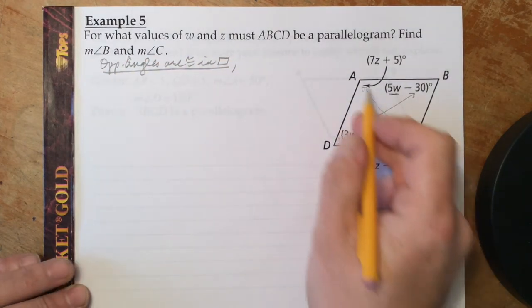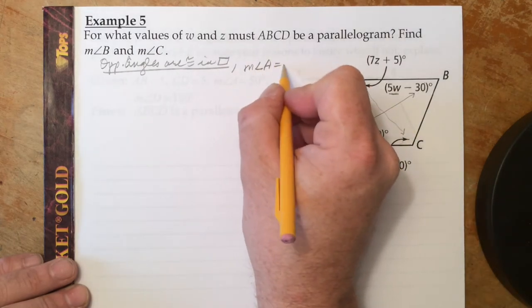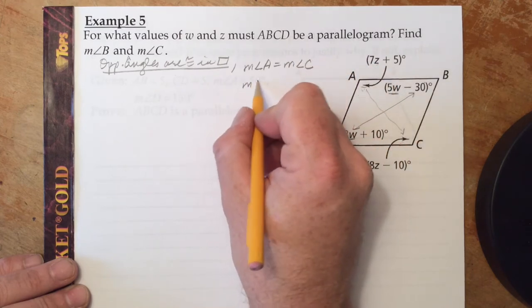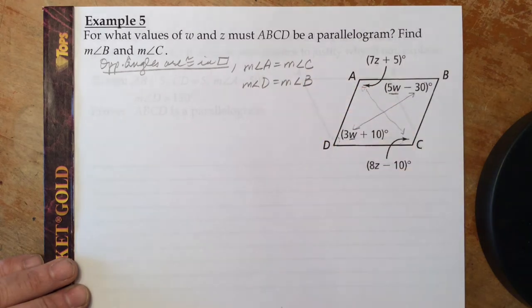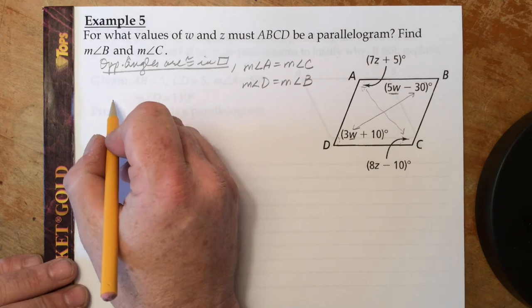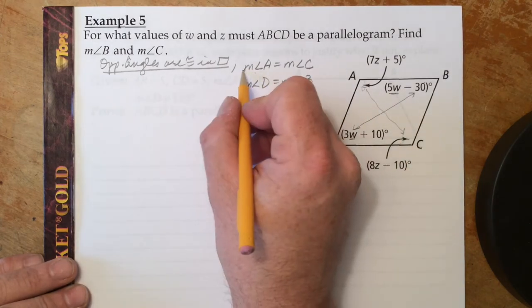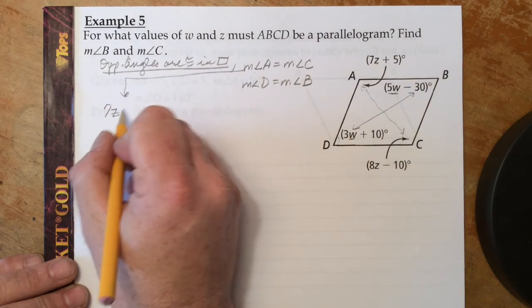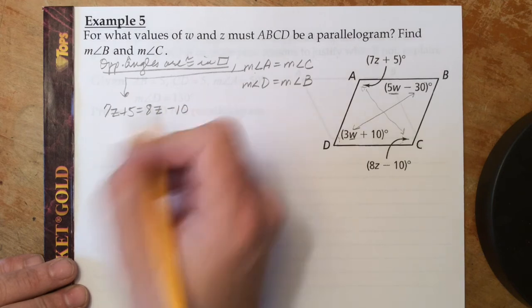So since opposite angles are congruent, let's make our initial statement. The measure of angle A must equal the measure of angle C, and the measure of angle D must equal the measure of angle B. Taking those expressions for those angle measures, I'm going to start with the measure of angle A and C. So right here, substituting in those values, I have 7Z plus 5 equals 8Z minus 10.